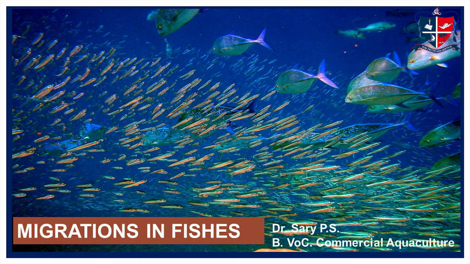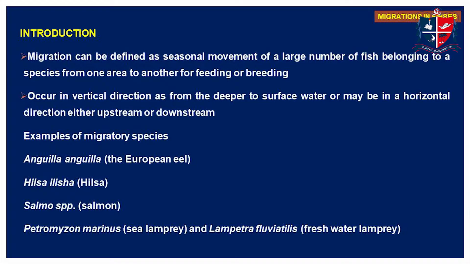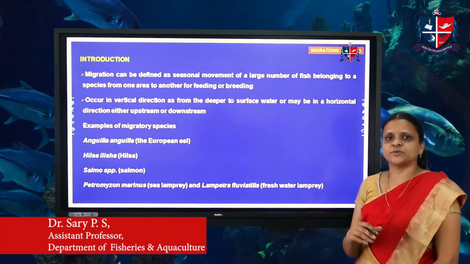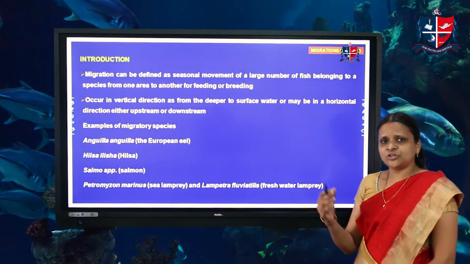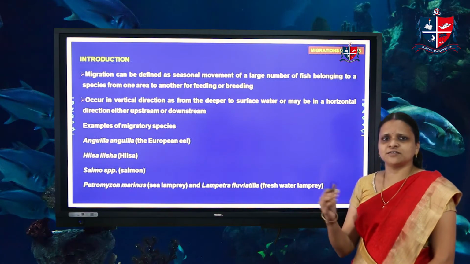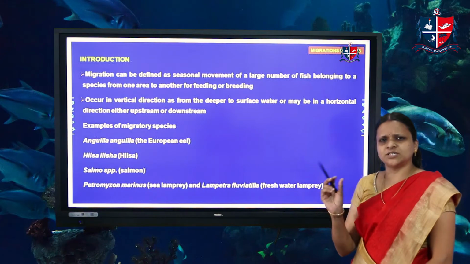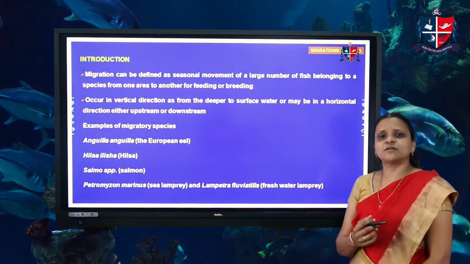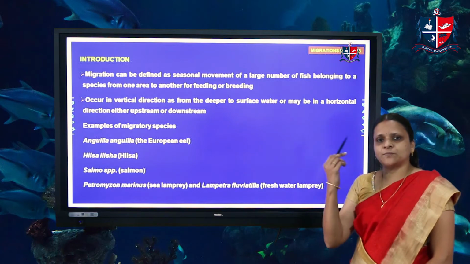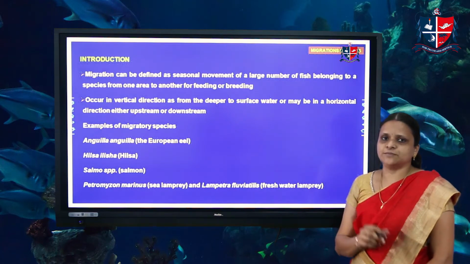Discussing the types of migration in fishes. Migration, as we know, is the movement of a large number of fishes from one place to another for the purpose of breeding or spawning. Actually, the majority of these fishes usually maintain a small home territory, but some of them are adapted to travel long distances for the purpose of breeding or feeding.